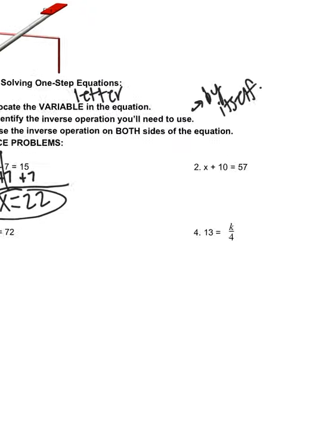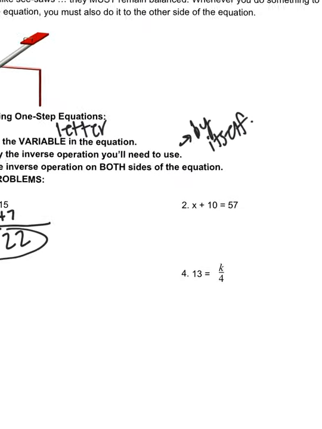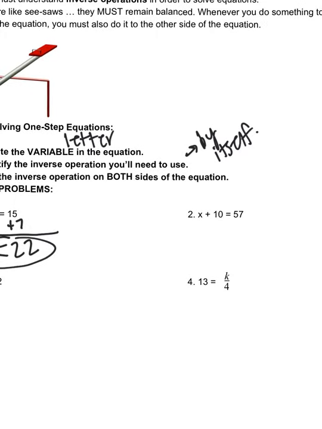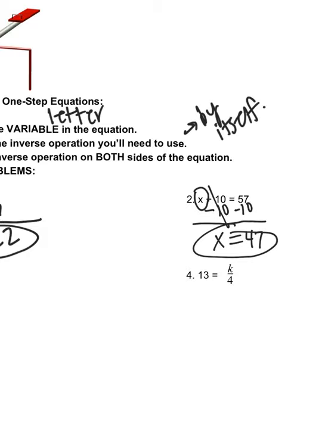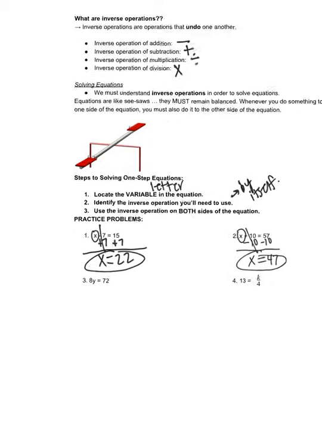So I'm going to do the same thing for the rest of these problems. When I look at number 2 now, I have x plus 10 equals 57, okay? And I know I'm solving for x, right? That's my variable. I have plus 10 this time. I need to do the inverse. Well, the inverse would be to subtract. So I need to subtract 10 from both sides of the equation. So plus 10 minus 10 cancels out, and I'm left with x equals 57 minus 10, which is 47. All right, and then we are done with that one.